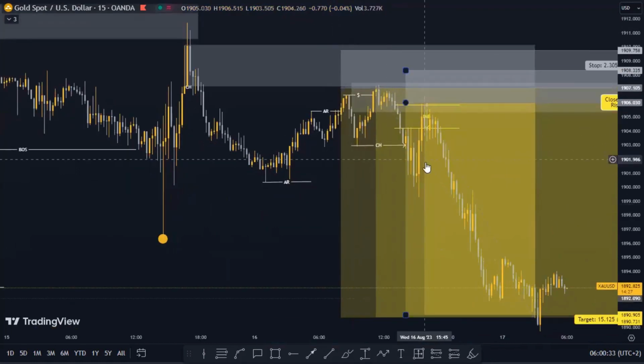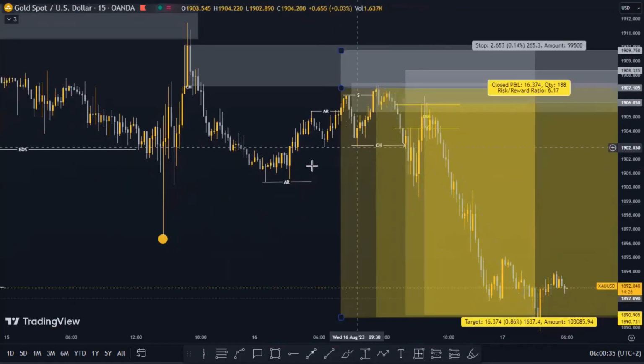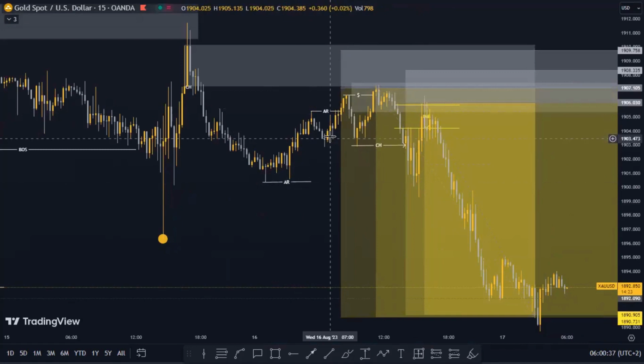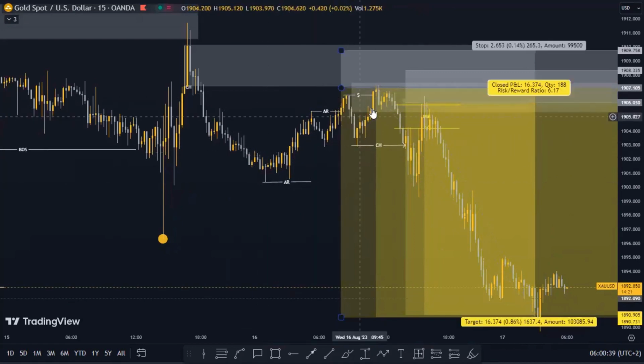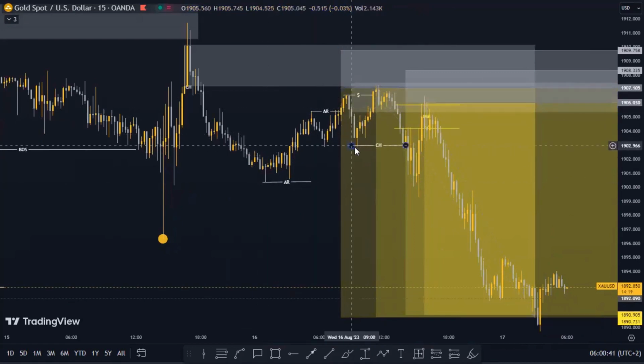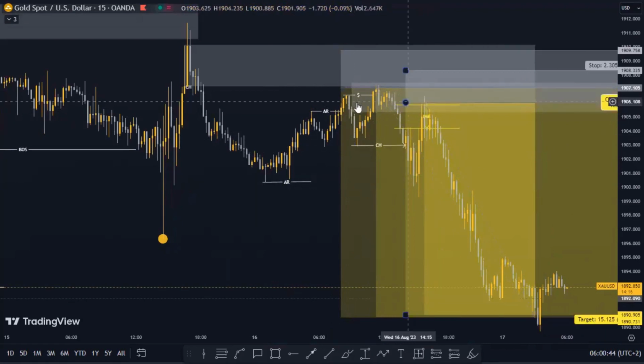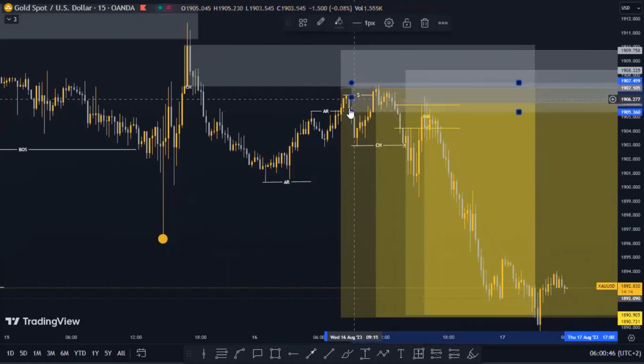lower again. When pushing down lower, I changed character. As you can see here, we're making higher lows, higher highs, higher lows in this minor internal structure. So once we changed character there, I was expecting my second entry.